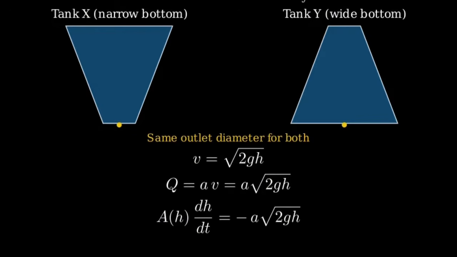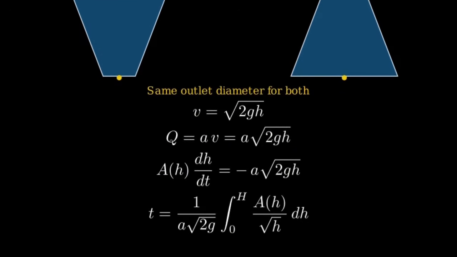We can rearrange and integrate from the full height capital H down to 0 to get the emptying time. The time equals 1 over a times the square root of 2g, times the integral from 0 to capital H of A of h over square root of h dh. This shows shape matters because A of h appears inside the integral.